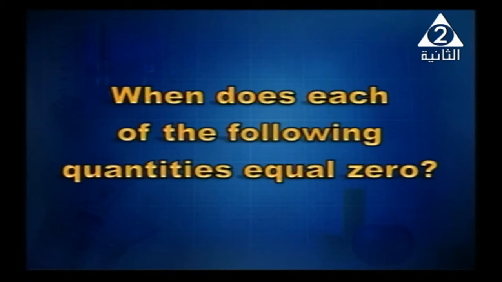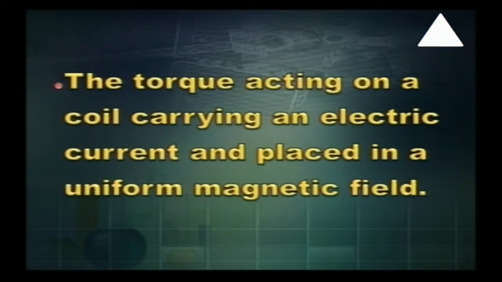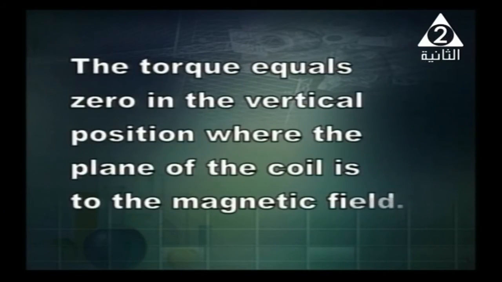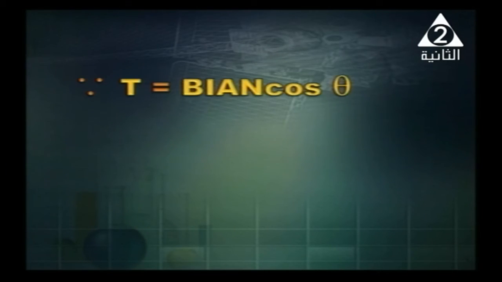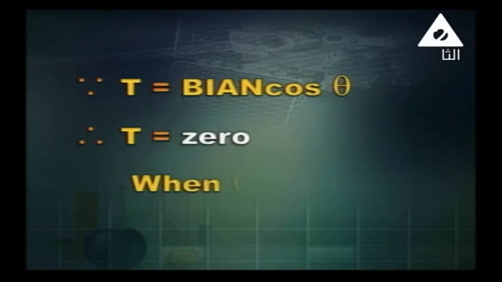Another type of questions: when does each of the following quantities equal 0? The torque acting on a coil carrying an electric current and placed in a uniform magnetic field. Torque equals 0 in the vertical position, where the plane of the coil is perpendicular to the magnetic field. Vertical position means field lines are perpendicular to the plane. Torque is given by the expression BIA cosine theta. Theta is equal to 90. Cosine 90 equals 0, that's why the torque is 0.